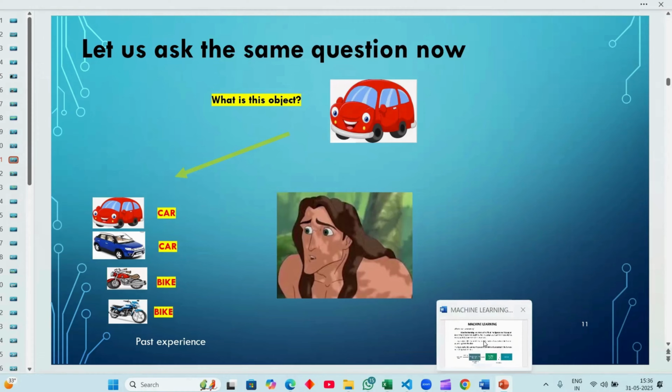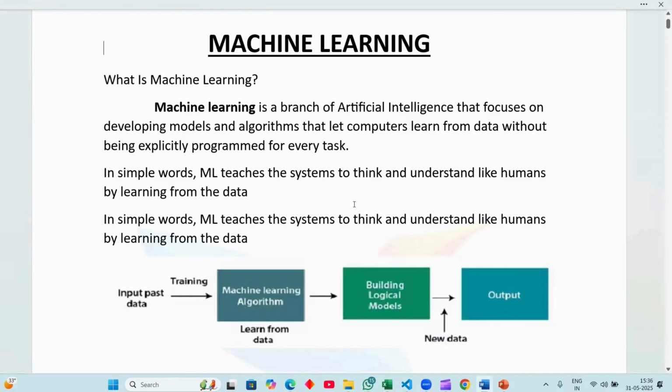So a machine also learns from past experience. Here we can read the algorithm completely: the model which we train learns from the past experience. The system thinks and understands like a human, learning from the past experience.